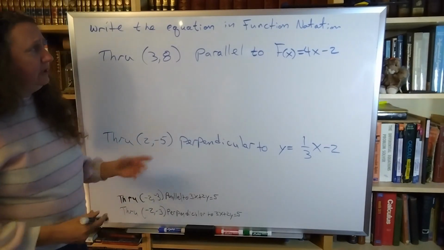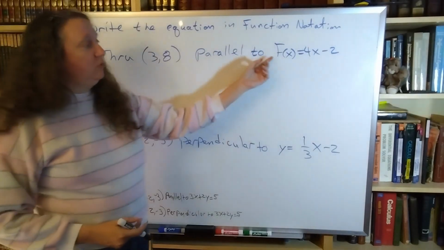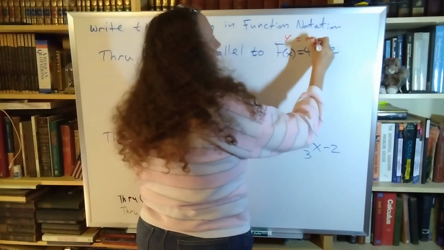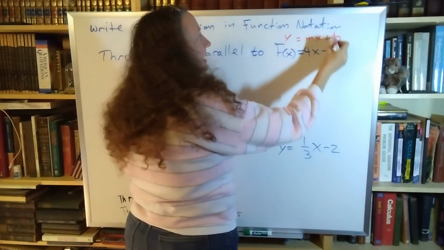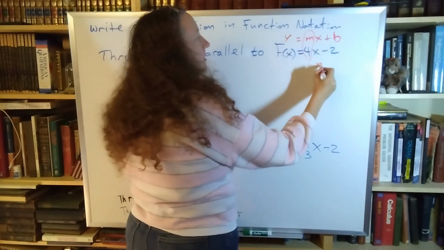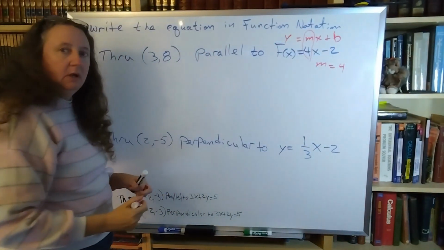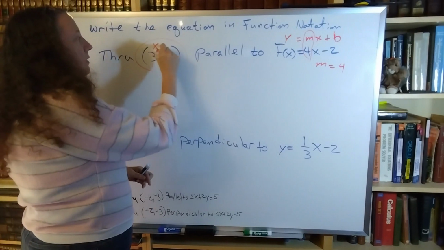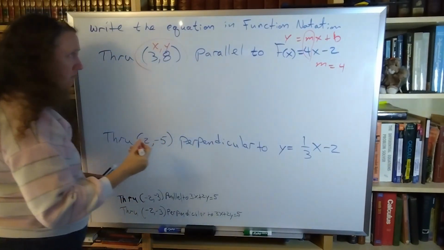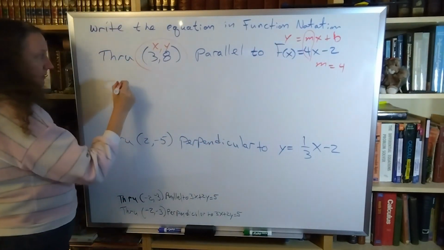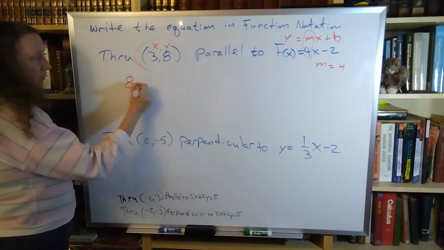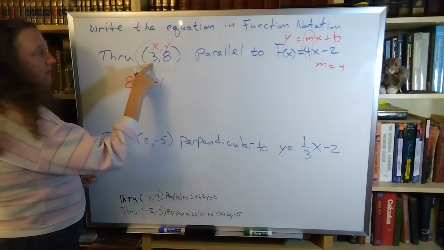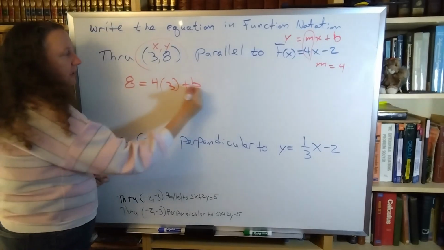So first thing I need to do with these is, if it's given to me in the format of y equals mx plus b, I have to find out what is m. And then I can toss out b, and I use my x comma y to replace my x and y. So I'm going to use my y equals mx plus b. y equals m times x plus b.